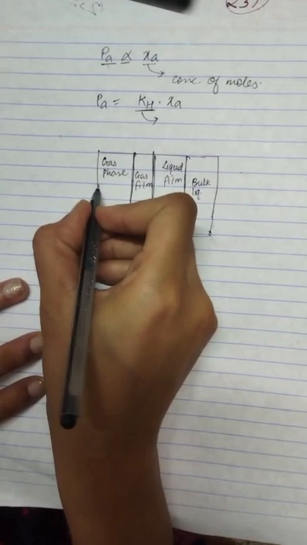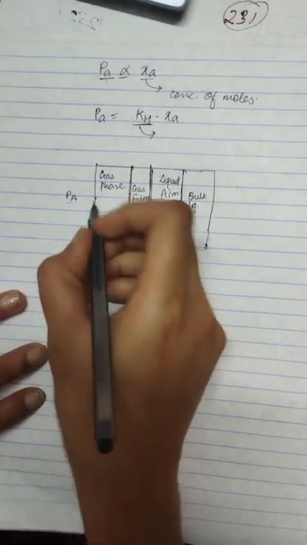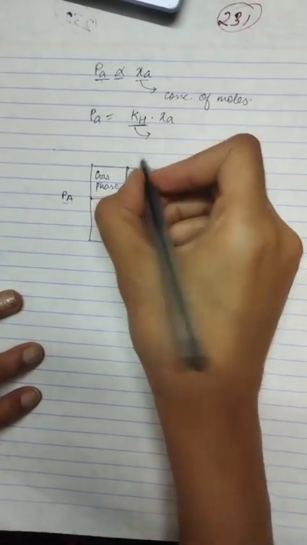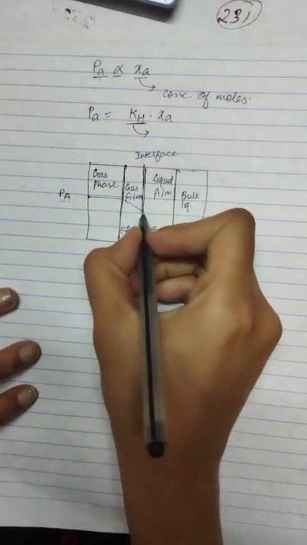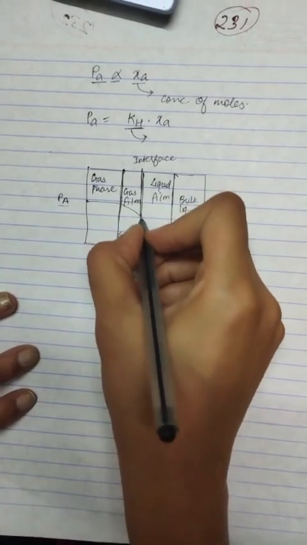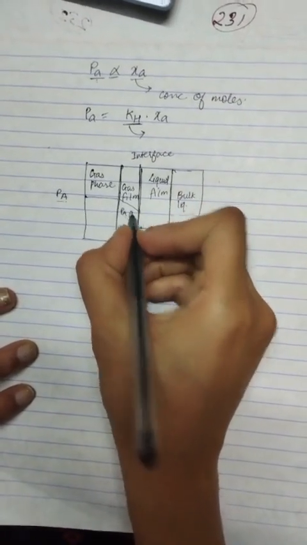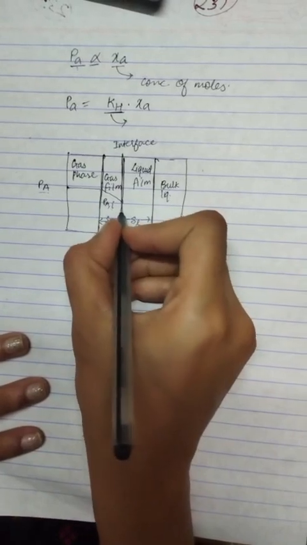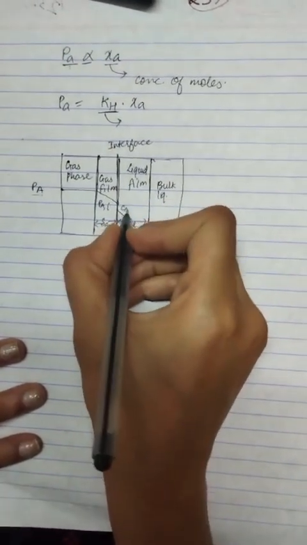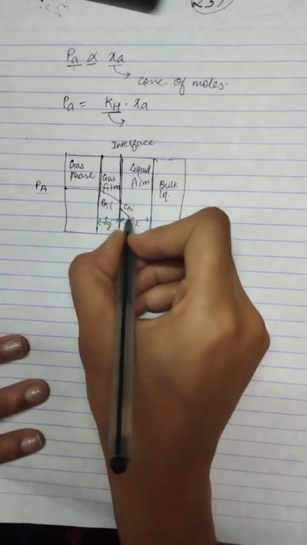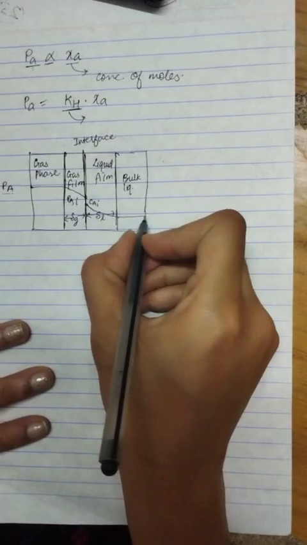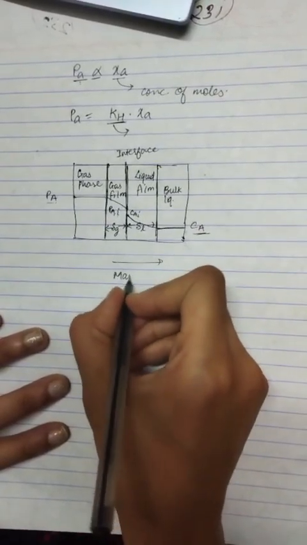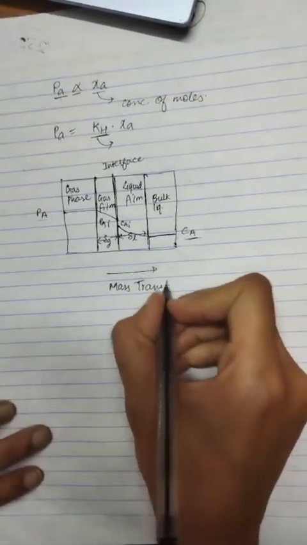So a gas molecule, which is at partial pressure PA, moves from the bulk gas into the gas film and then to the interface. We know by Henry's law that at the interface it is at equilibrium, so let it be denoted by PAI. Now at the interface it moves into the liquid film, where it is denoted by concentration CAI. Then it moves into the bulk liquid and we get a concentration CA. So this is the mass transfer direction from gas phase to liquid phase.